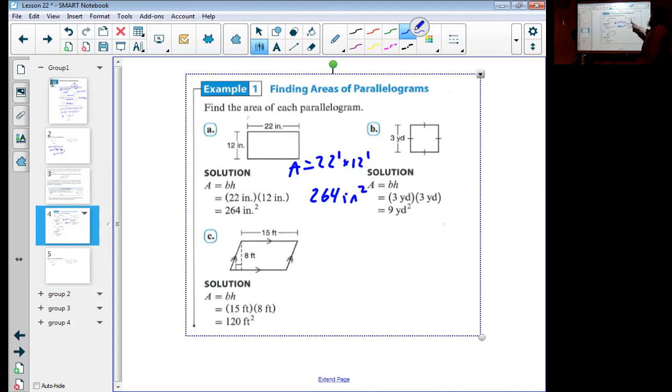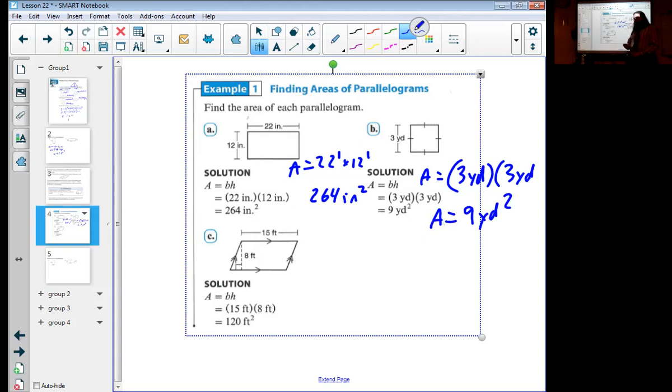Over here we have a square that has 3 yards. That means the other side is 3 yards as well. So we have base times height, 3 yards times 3 yards. We have area is equal to 9 because 3 times 3 is 9. Yards times yards is yards squared.